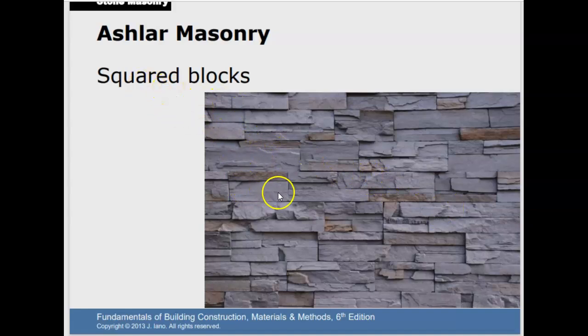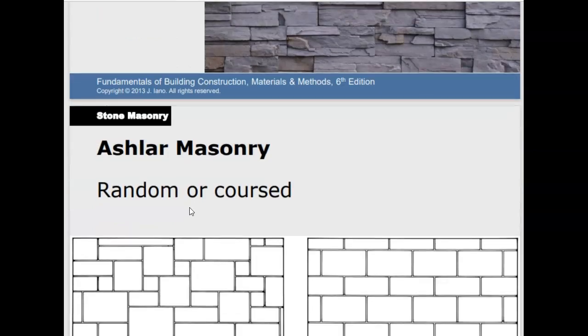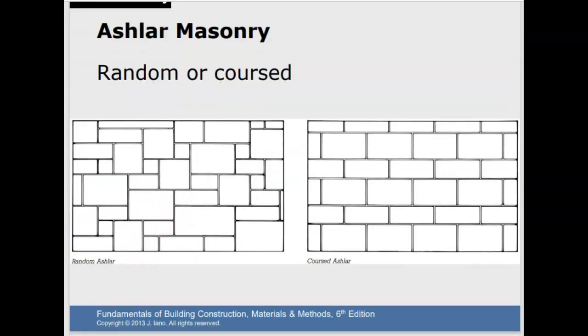Here are squared blocks. They can be individually set, which takes a lot of time, or they can be set at the factory and then reassembled. They could be numbered, or they could just be set as sheets in the factory. Take a look at the floor. You'll usually find this kind of activity happening. Is it random or coursed? Here's the random ashlar pattern, very elegant, and the coursed ashlar.